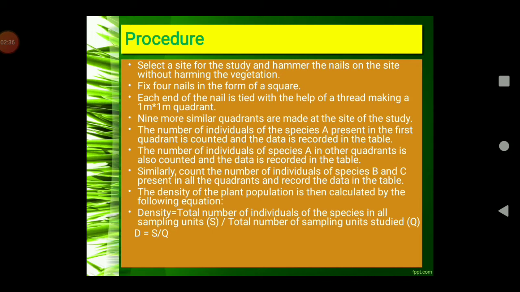And finally, the density of the plant population is calculated by the formula: density D is equal to S by Q. S means the total number of individuals of the species in the sampling unit or in the quadrat, and it is divided by Q. Q means total number of sampling units studied. So density is equal to S by Q.